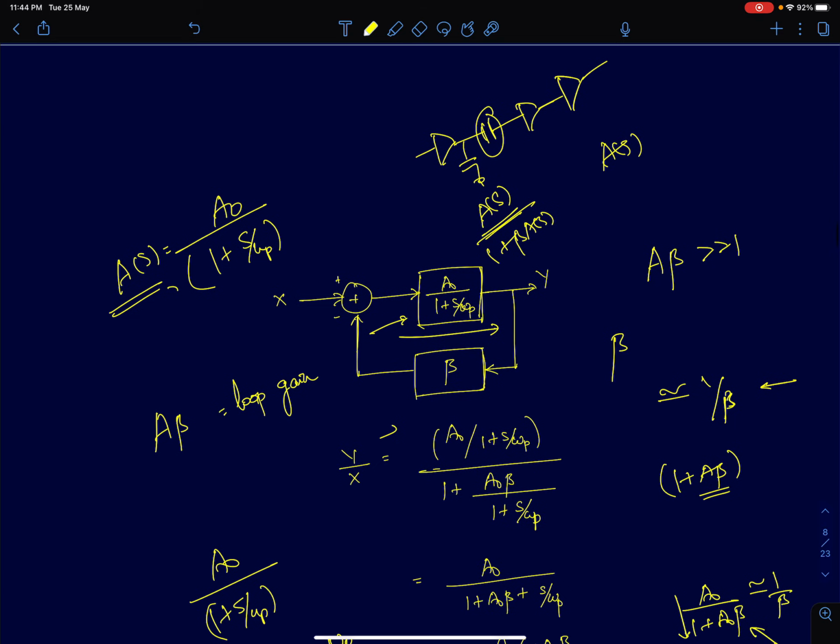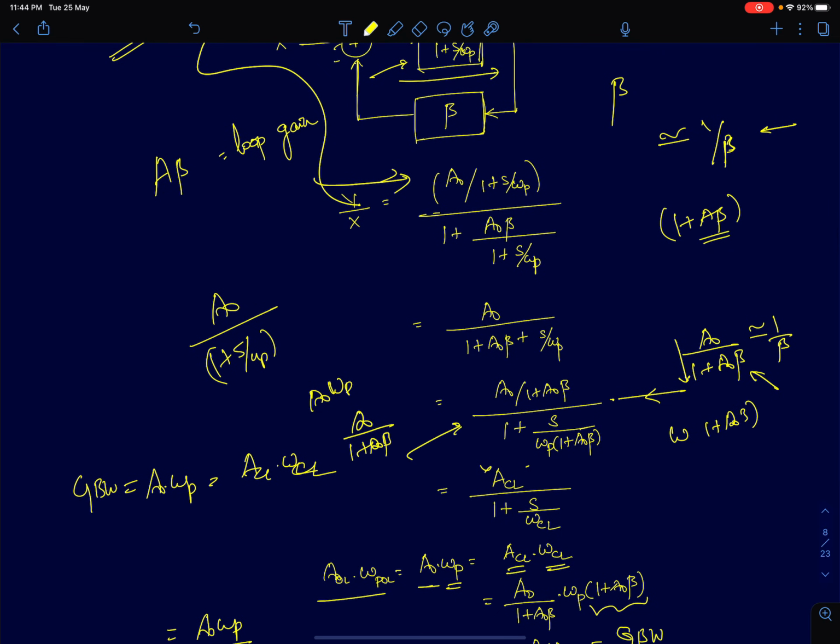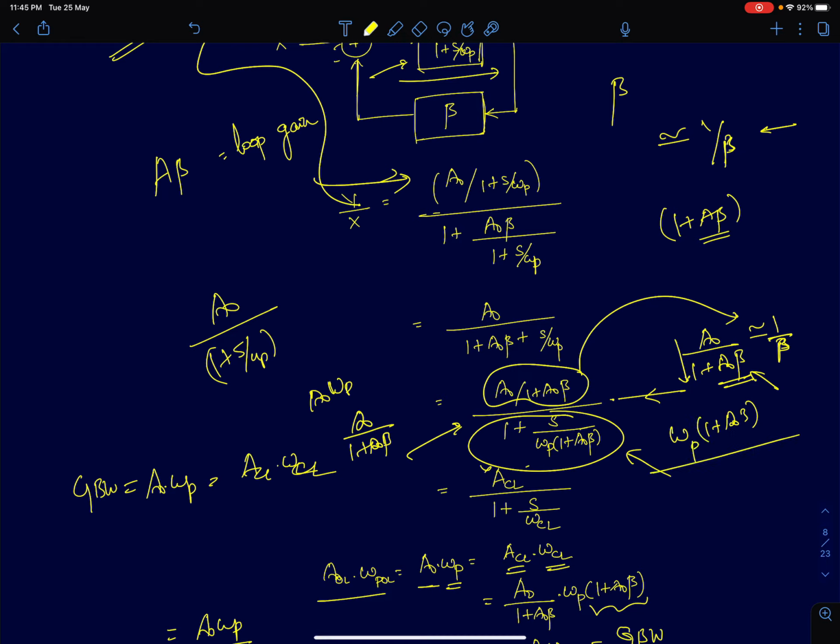So first we'll write the closed loop gain of this amplifier, which is given by A of S by 1 plus beta into A of S. I have substituted A of S by A0 by 1 plus S by omega p in this expression, and I'm going to give the final expression. The DC gain will be A0 by 1 plus A0 beta, which is expected. We derived this in the previous lecture as well. And we said if A0 into beta is much greater than 1, then we get the gain approximately equal to 1 by beta. The interesting thing to note here is that even after negative feedback, it still behaves like a single pole system. And the pole location now is at omega p into 1 plus A0 beta.